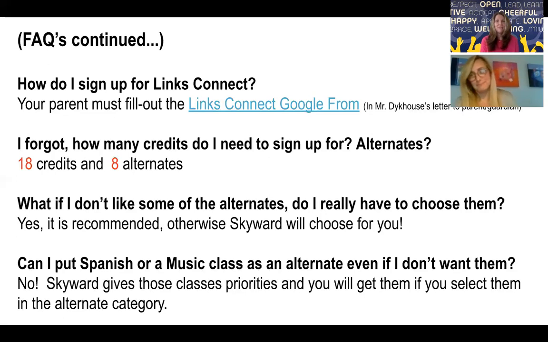Well, Mrs. McKinney, you know what happens if you don't choose 8 alternates? What's going to happen? Skyward, the computer system, is just going to choose for you. And there is very little movement in your student schedule once Skyward has made choices for you. So you might want to pick something that looks the best to you and that looks the least restricting to you. So just choose one and move forward. So Mrs. Healy, can I put Spanish or music class as an alternative even if I don't want them? No, I would not do that, because if you put those as an alternate, you will get them. Remember what I said about Skyward weighting those classes more heavily? You'll definitely get a Spanish or a music class if you put them as an alternate. So please do not put those as an alternate. Great.